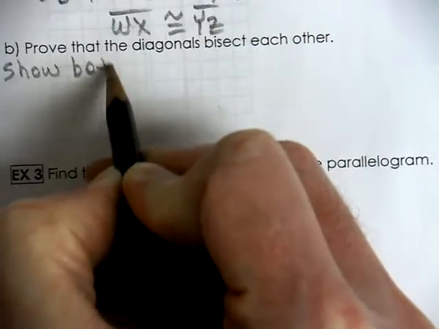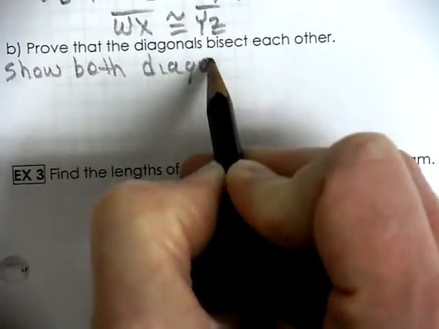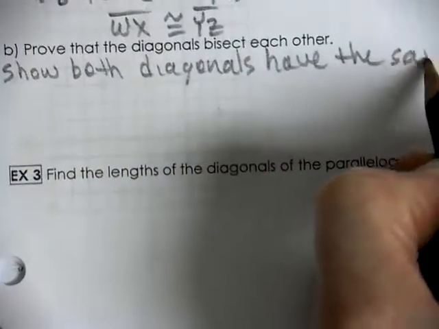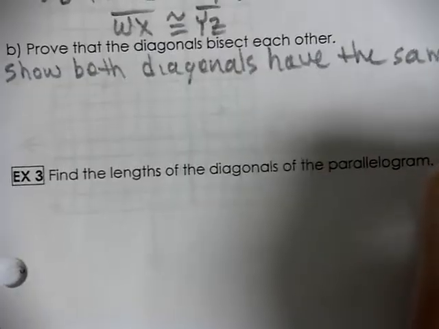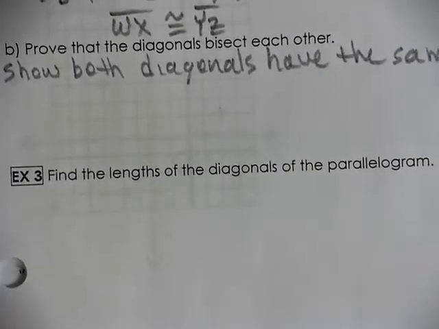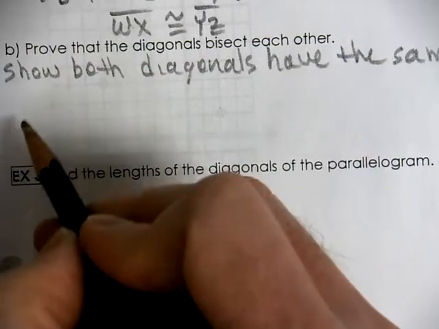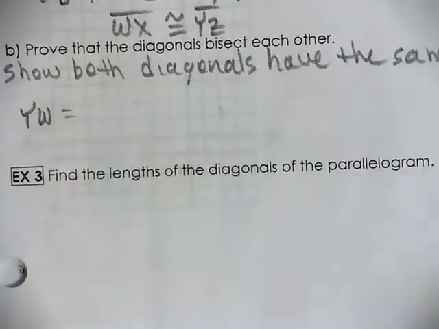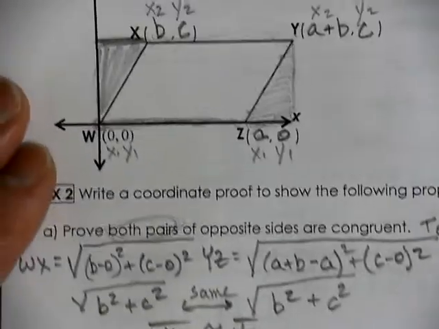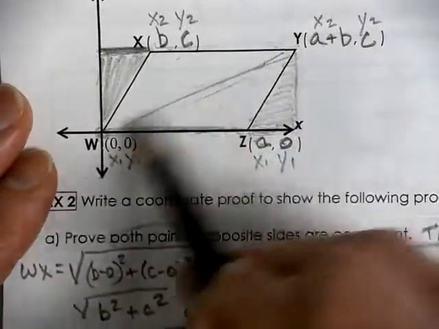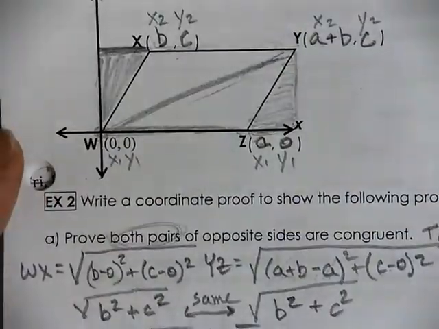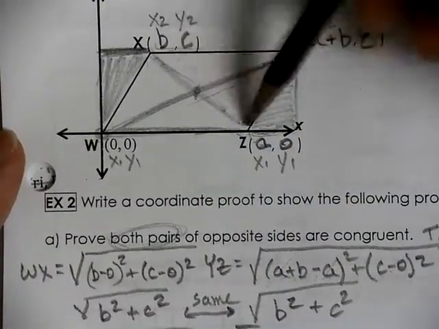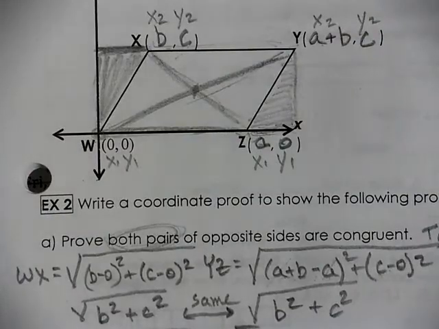Show both diagonals have the same midpoint. So I'm going to do the midpoint of WY. Remember, a diagonal goes through the inside of the shape. It has a midpoint. I'm going to figure out what that midpoint is. Then when I do the other diagonal, it's going to have the same midpoint.